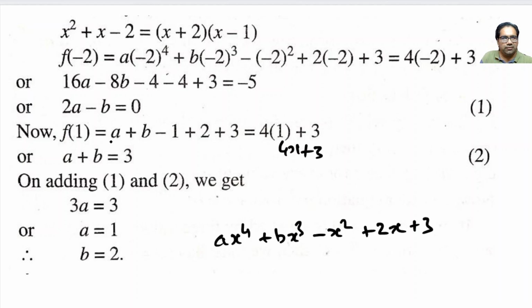What does that mean? If you simplify this, a plus b minus 1 plus 2 plus 3: 3 plus 2 is 5, minus 1 is 4. And here, 4 plus 3 is 7. 7 minus 4 is again 3. So a plus b equals 3.